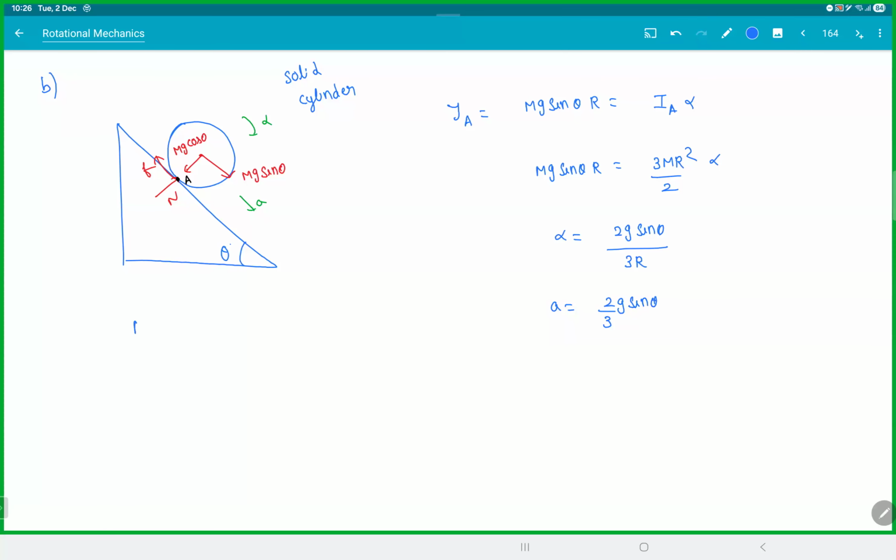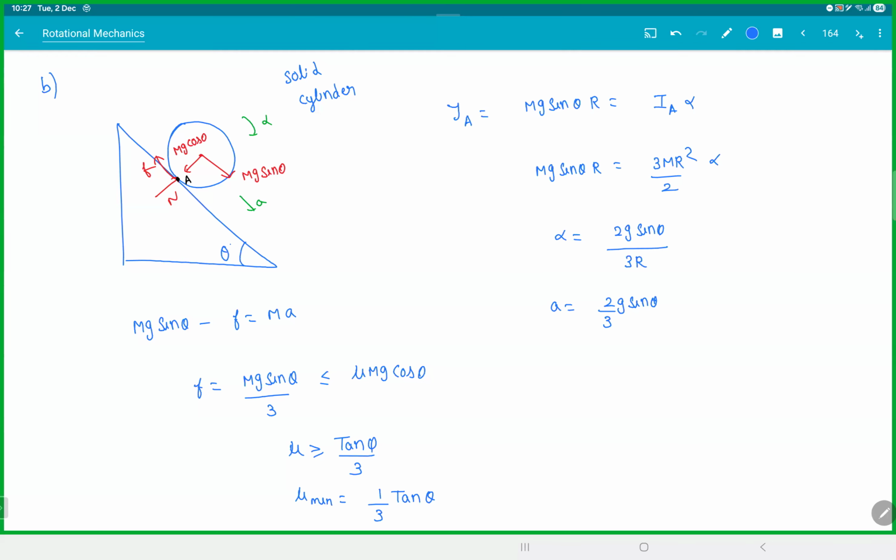Then along the incline, the forces will be mg sin theta minus friction is equal to ma. So we get friction is equal to mg sin theta by 3. But we know friction must be less than or equal to mu into N, which is mu mg cos theta. Therefore, mu must be greater than or equal to tan theta by 3. So the mu minimum is 1/3 of tan theta. This is your mu minimum. Check.